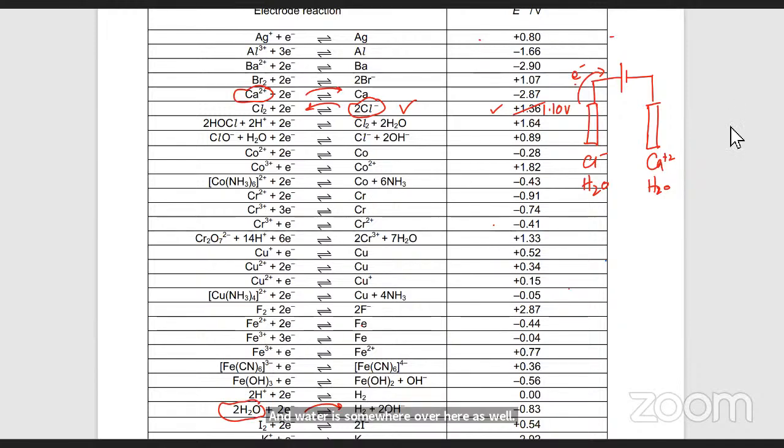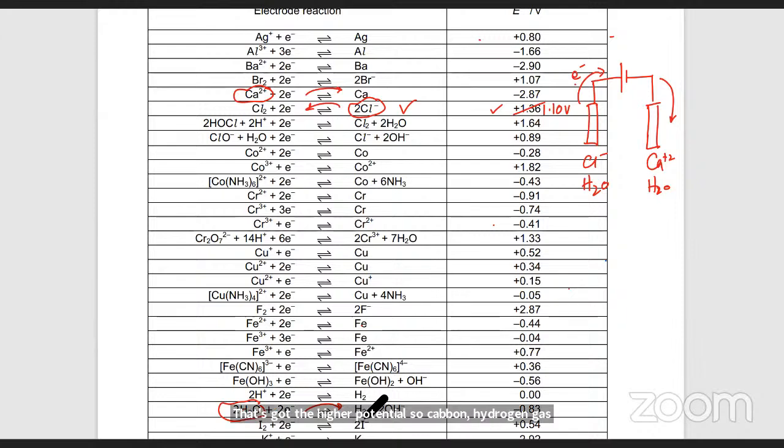So who's going to gain electrons? The battery is giving electrons. Who's going to gain electrons, calcium ions or water? The one that has the higher potential is the one that's going to gain electrons, which in this case is the water equation. That's got the higher potential. So what will form? Hydrogen gas is going to get formed.